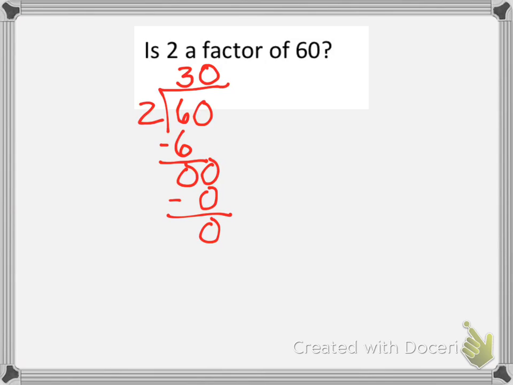So now, since we have a remainder of 0, we know that, yes, 2 is a factor of 60, but not only 2, but 30 is also a factor of 60.